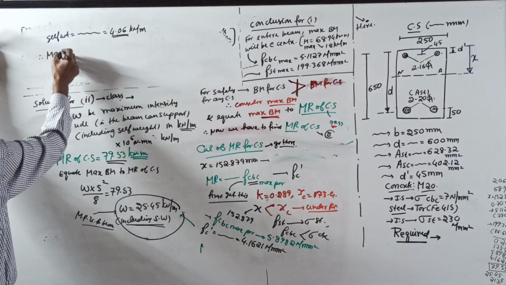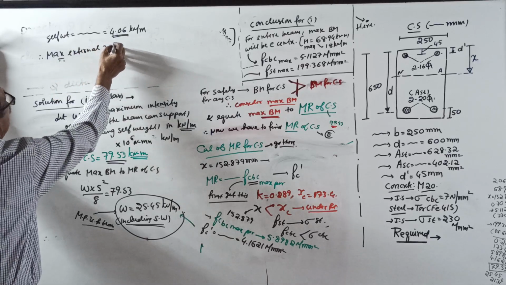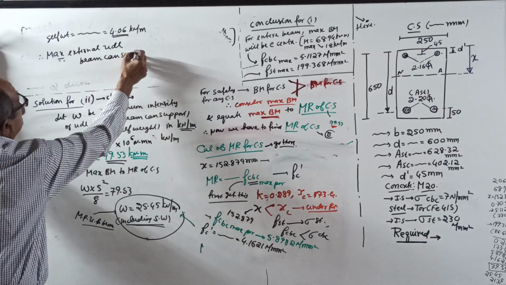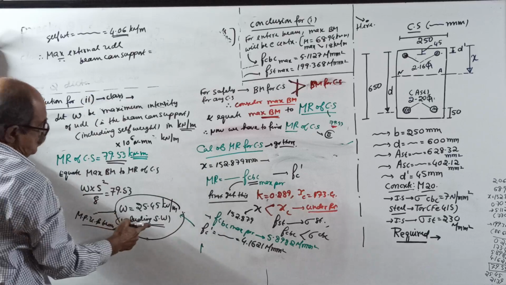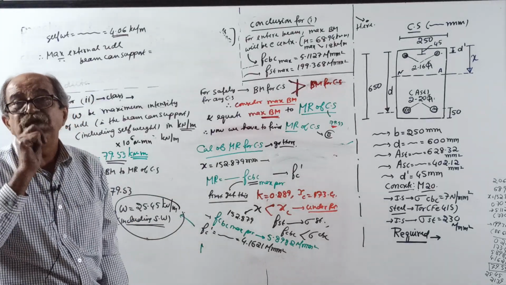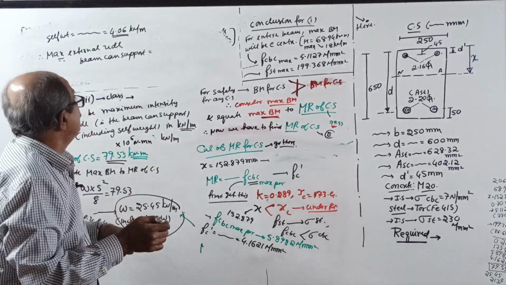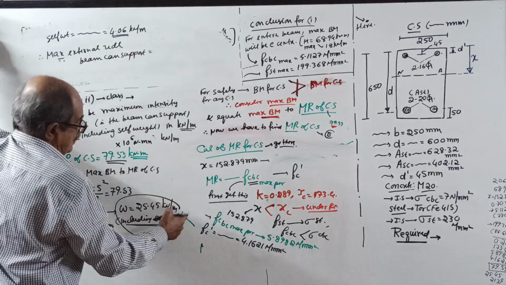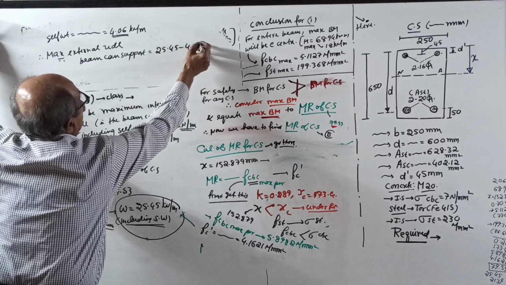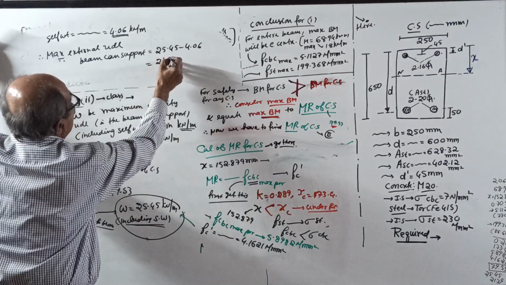Therefore, the maximum external UDL the beam can support is equal to, remember, the beam is not resisting the load, it is supporting the load. It is not resisting the load. This I will tell in the extra classes. This is also a mistake. How much? 25.45, subtract 4.06. It will come. I noted down 21.39 kilonewton per meter.